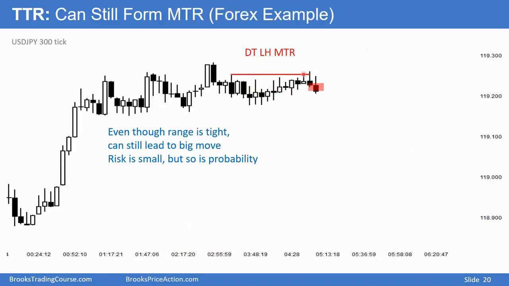A double top, a little bit above a double top, but bull trend, tight trading range. Whenever you see a double top in a tight trading range, you have to be thinking about the possibility of a double top, lower high, major trend reversal. Risk is small, and that means probability is small as well.